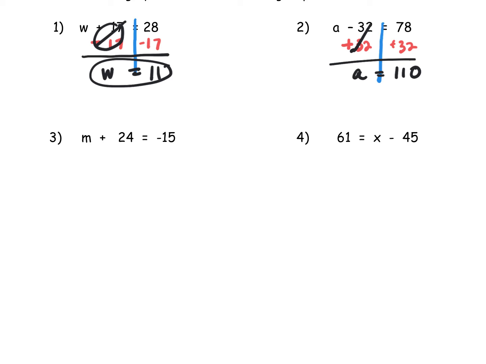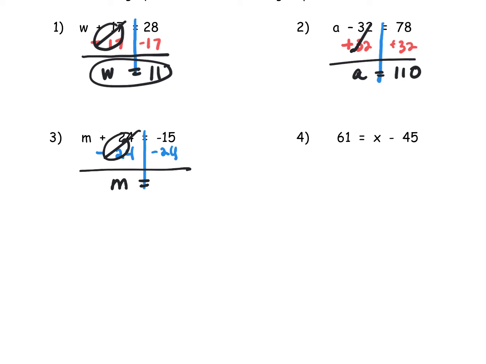So let's move on to number 3. We're going to build the wall. I see that it's m plus 24, so I'm going to take away 24 on both sides of the equation. And this time you may notice that on the right side of the equation there's a negative. On the left side of the equation it still zeroes out, leaving my variable m, isolating the variable, but we have to be super careful with negative 15 minus 24.